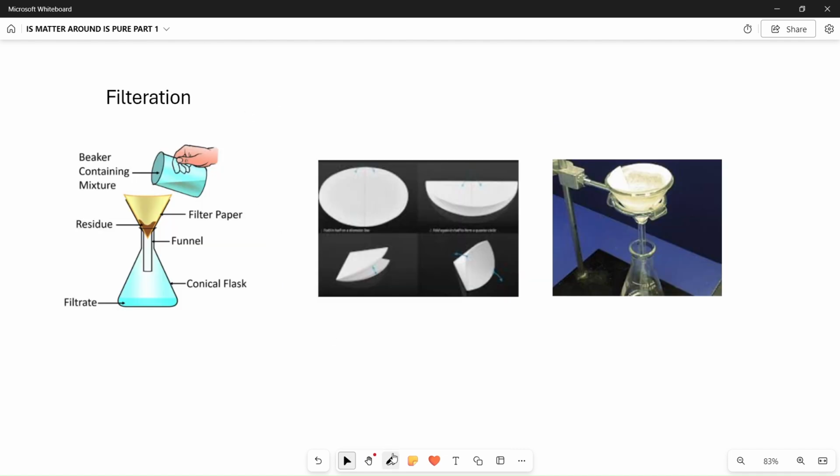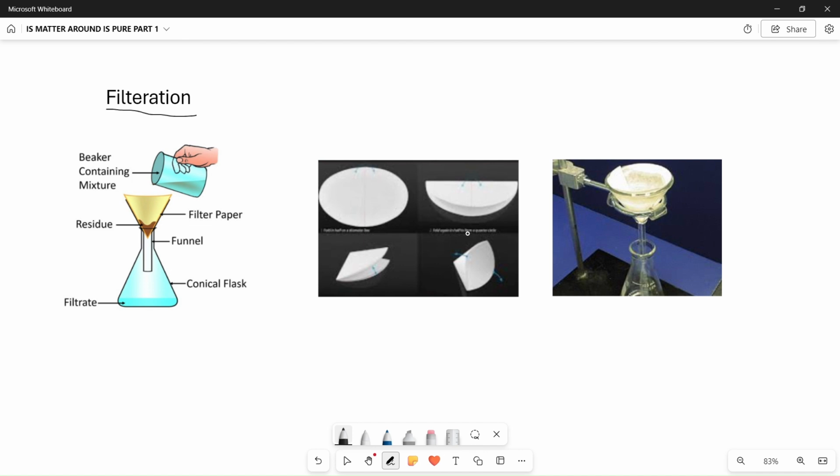Filtration. This is how filtration looks in a laboratory. What is filtration? Whatever you mixed up in beakers, the last observation you have to do is, you got a clear solution, you got the suspension, you got the colloidal solution, right? So you have to filter all the solutions here to observe whether you can get any residue or not.